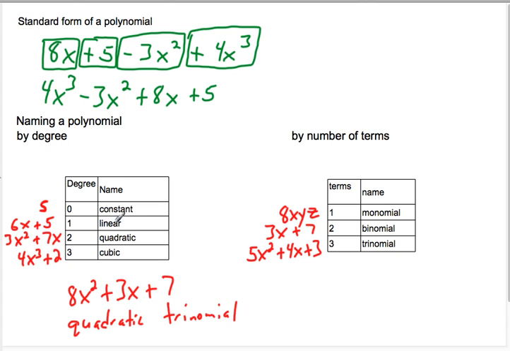So you could have a linear binomial, a linear trinomial, a cubic monomial, or a cubic binomial. Once you get to degree 4, you just say 4th degree, 5th degree, and so on. And with terms, you don't usually name something with more than 3 terms, so I don't even know what it would be called, so don't worry about that.